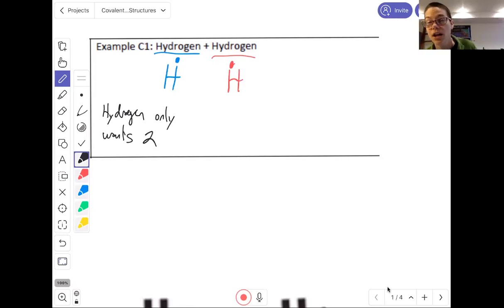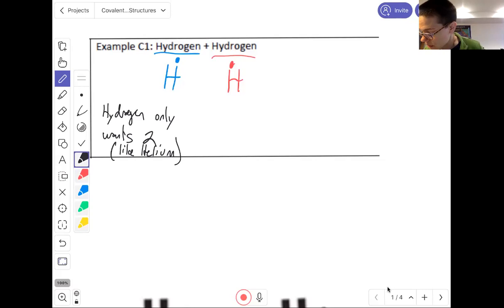You have to think, if the whole goal is to become like a noble gas, and the noble gases have 8, there's one noble gas that doesn't have 8, and that's helium. So hydrogen is trying to be like helium and only have 2. So that's what it is. All right, wants 2, I'll put down here, like helium.